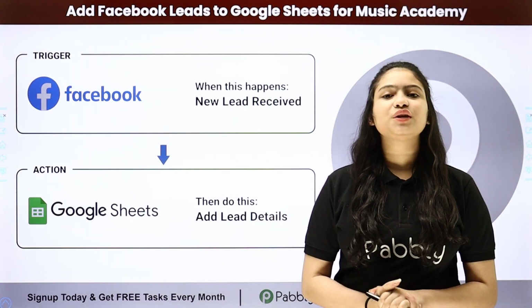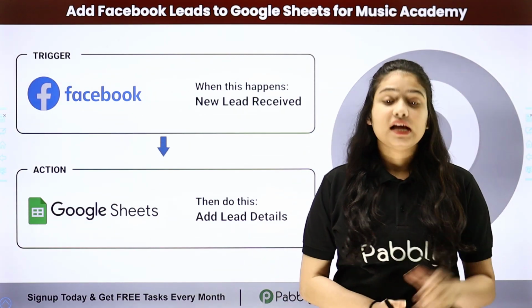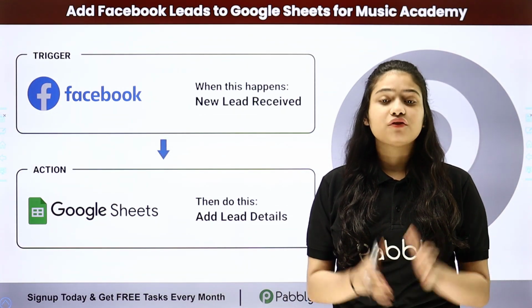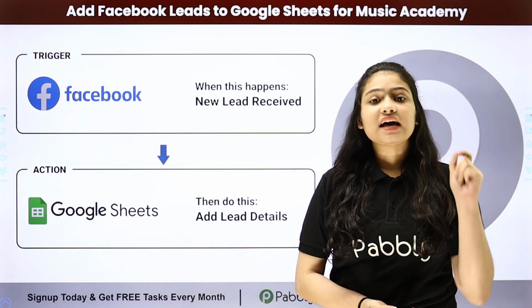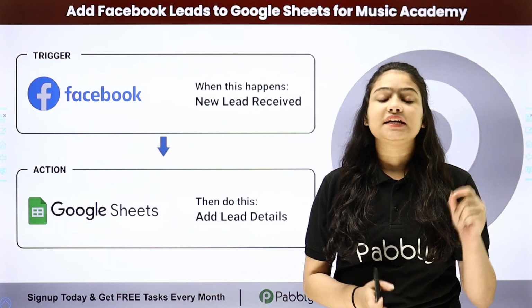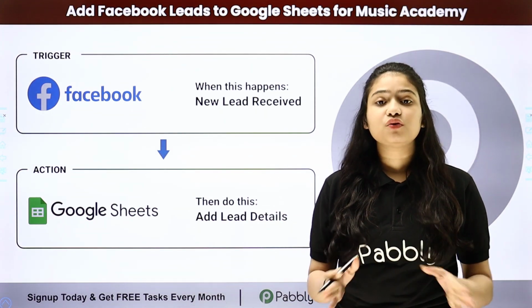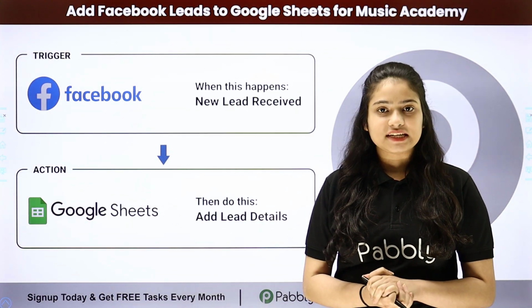In this video, we are going to learn how to add Facebook leads to Google Sheets for Music Academy. Let's suppose I have a Music Academy for which I'm also running an ad campaign on my Facebook page. And now I want that as soon as a new lead is generated through Facebook lead ads, automatically the details of that same lead should be added in my Google Sheet so that I will be able to create a record. So how are we going to automate this entire process?